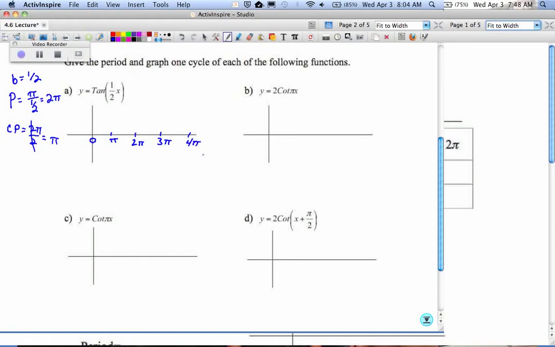Now yesterday I said take your last critical value and subtract the first one. When we do that, I go 4 pi minus 0, and I get 4 pi. But the period is only 2 pi. So you understand we're doing twice as much work as we really need to probably.